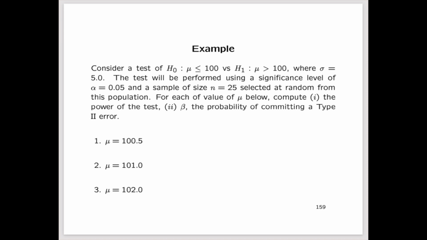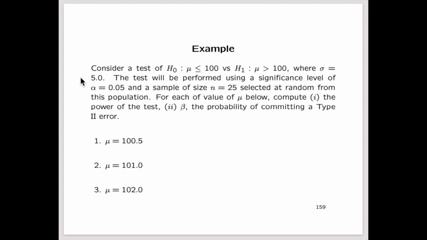Welcome back. We continue looking at the power function and the operating characteristic function, and we'll do so through some examples. So let's first consider the test. It's a right-tailed test, the null hypothesis of which is that the mean of the population is less than or equal to 100 against the alternative hypothesis that the mean is greater than 100. And the population standard deviation is equal to 5.